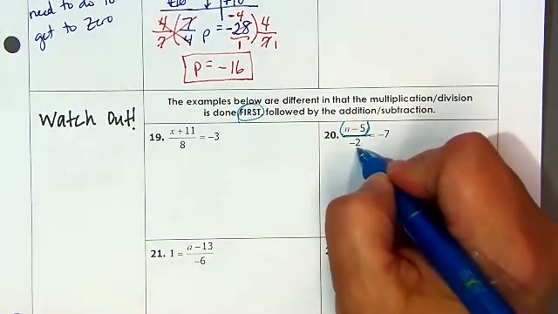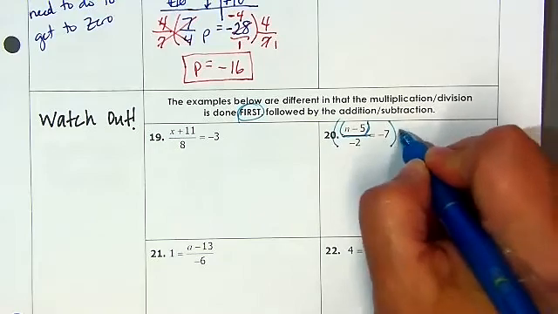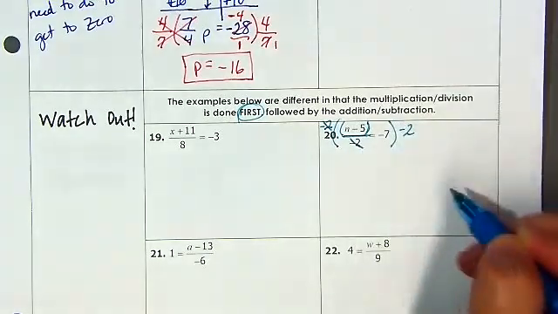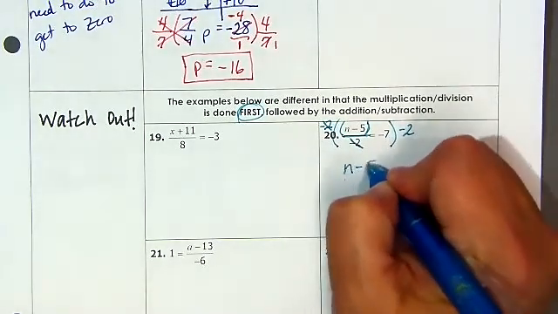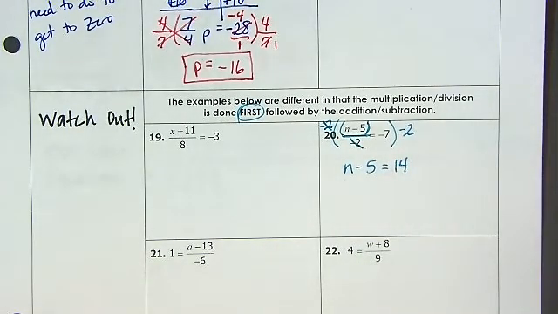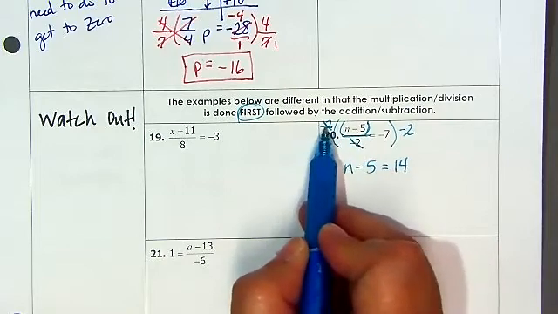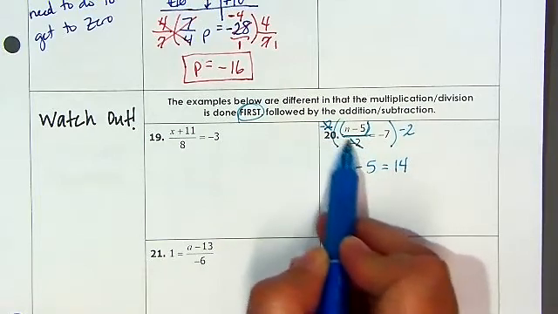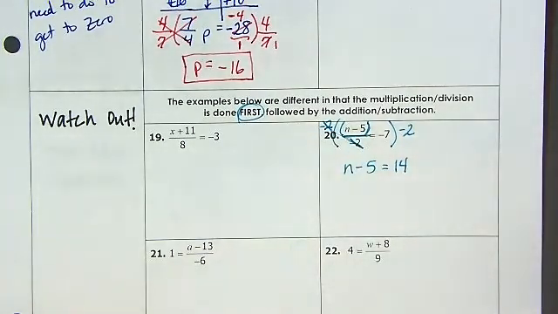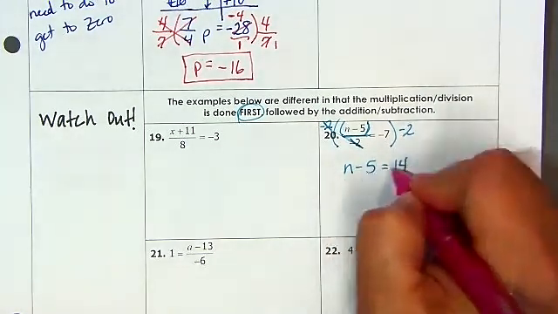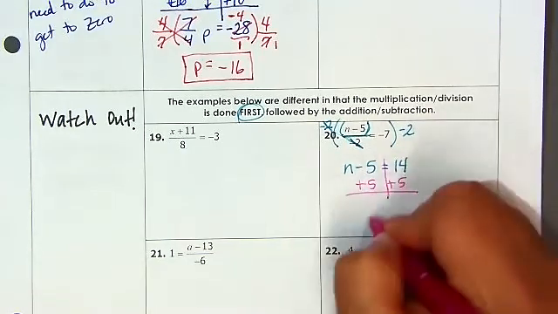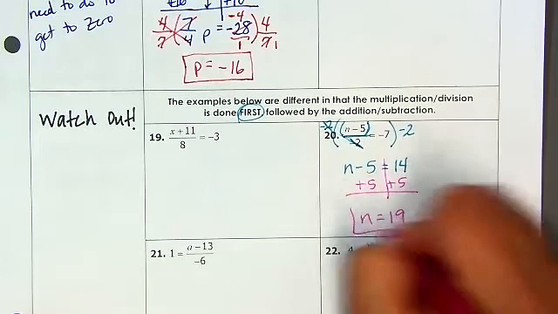So it's dividing by -2. So that means I need to multiply by -2 on both sides. When I do that, the -2's cancel, and I'm left with n minus 5 equals 14. Because this multiplication times -2 cancels out the division. Or if you think about -2 divided by -2, that equals 1. And now we continue to solve. So I'm subtracting 5, so I'm going to add 5 to both sides. And I end up with n equals 19.